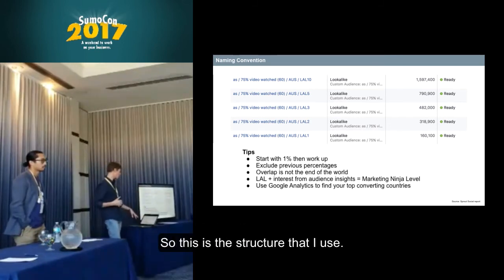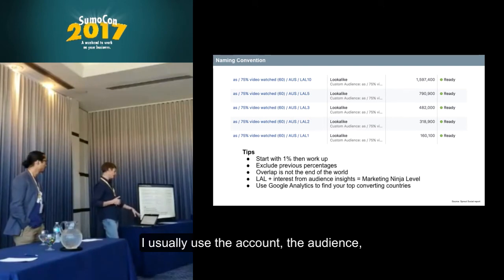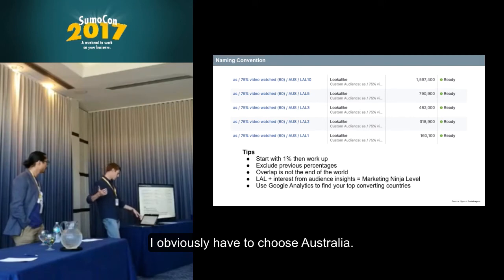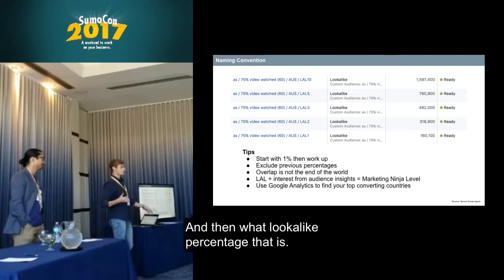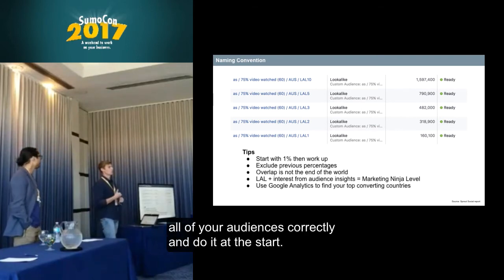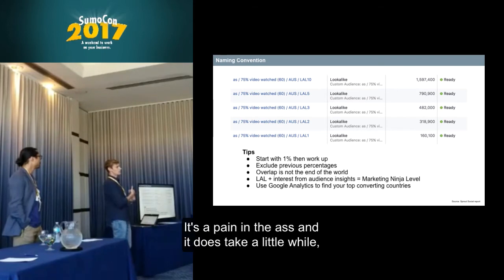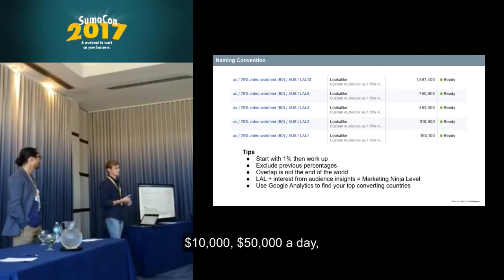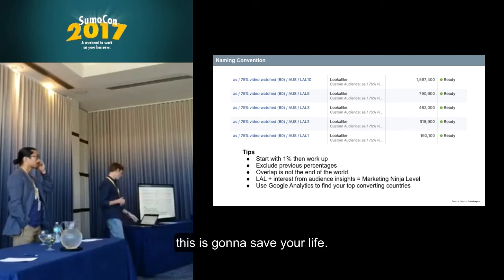So this is the structure that I use. I usually use the account, the audience, what target we're going for. I obviously have to choose Australia, and then what lookalike percentage that is. So make sure that you're actually labeling all your audiences correctly, and do it at the start. It's a pain, and it does take a little while. But when you're scaling to a few $1,000s, $10,000s, $50,000 a day, this is going to save your life.